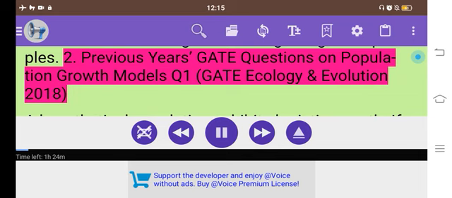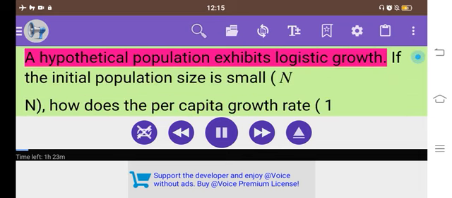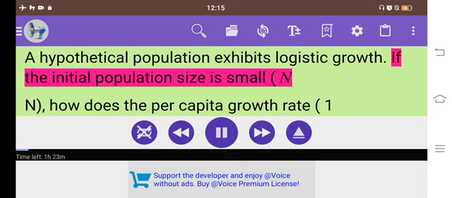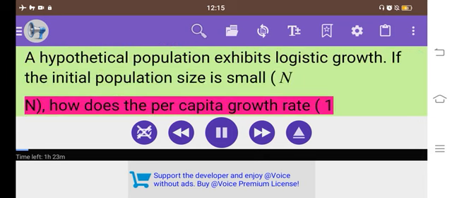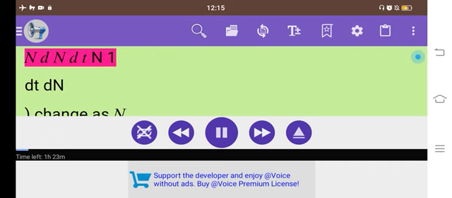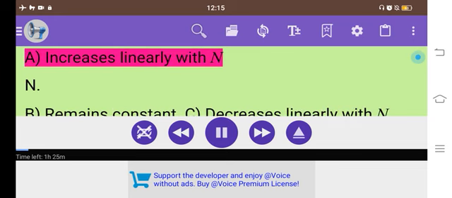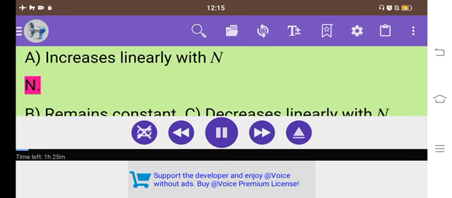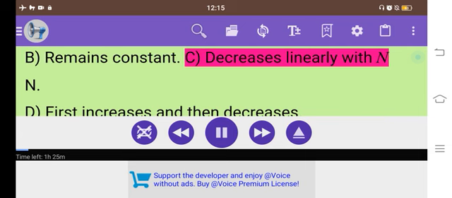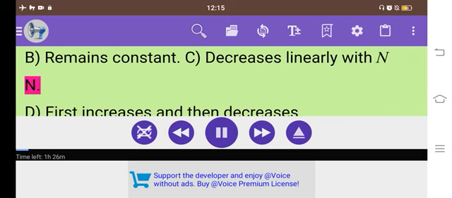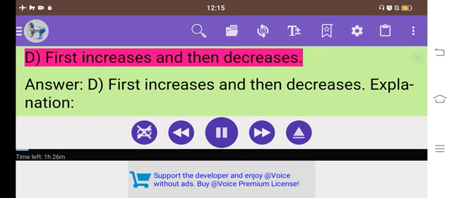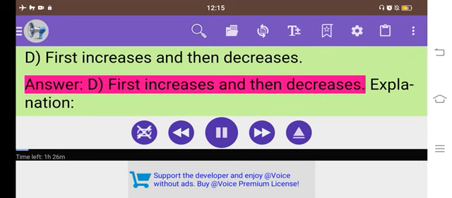Previous year's GATE questions on population growth models. Q1, GATE Ecology and Evolution 2018. A hypothetical population exhibits logistic growth. If the initial population size is small, how does the per capita growth rate (1/N)(dN/dt) change as N increases? A. Increases linearly with N. B. Remains constant. C. Decreases linearly with N. D. First increases and then decreases. Answer: D, first increases and then decreases.